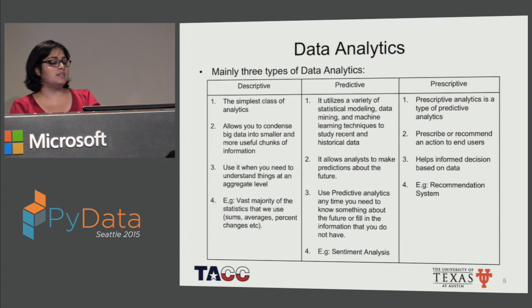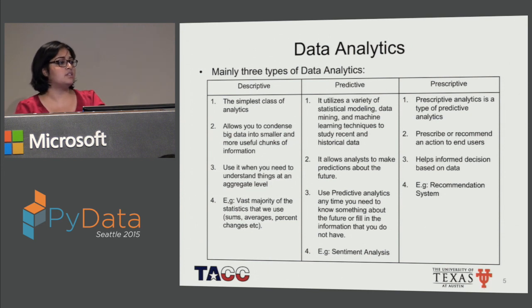Descriptive is the very simple type of data analytics that you can do. It just gives you an aggregate view of your data and breaks it up into small useful chunks so that you can have a very top-level view. The vast majority of the statistics that we use, like sums, averages, percentage changes, fall under descriptive analytics. Next, which is in vogue nowadays, is predictive analytics.